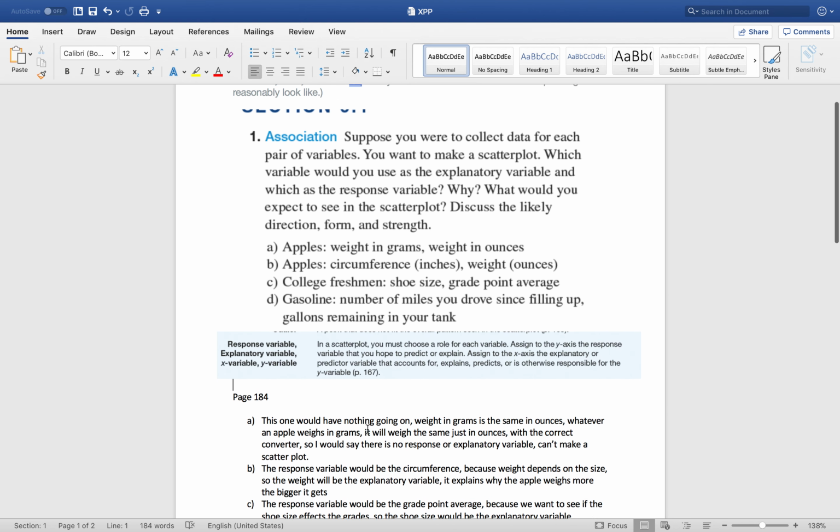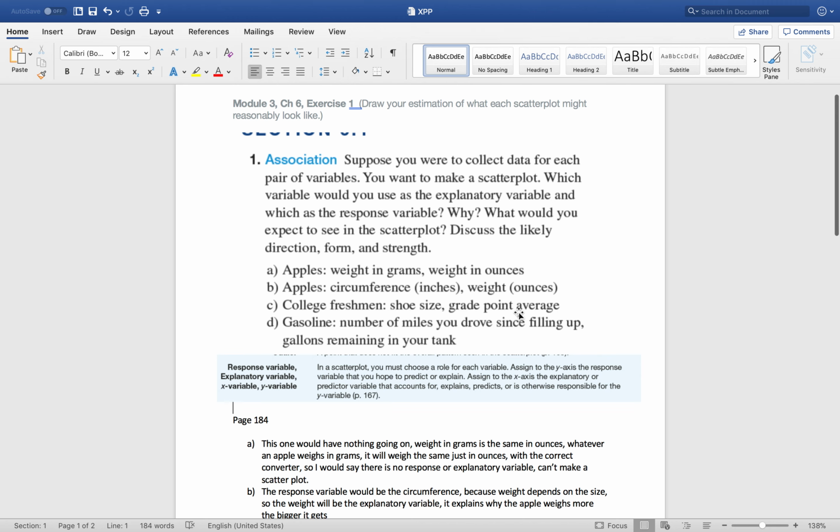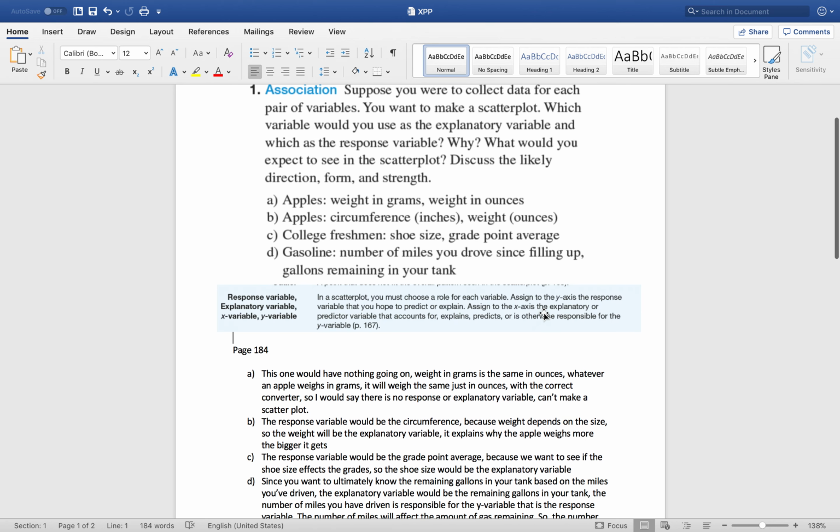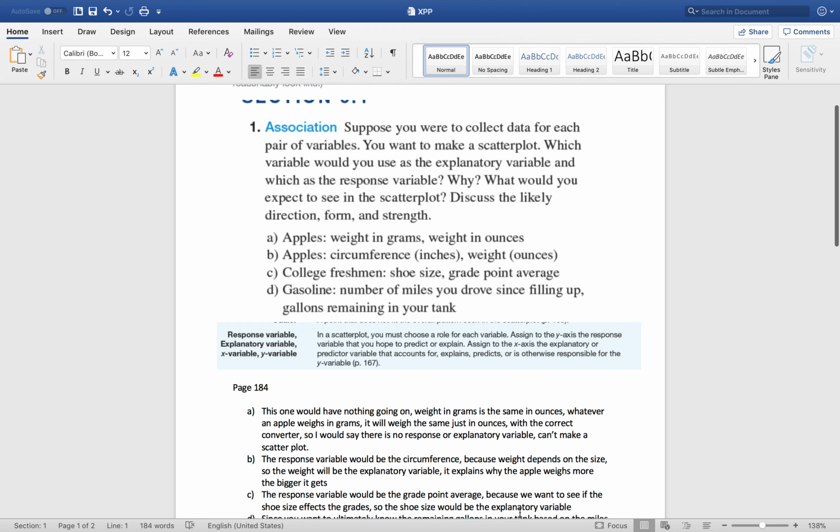Okay, for C, college freshman, shoe size, grade point average. So for C, I said the response variable would be the grade point average because we want to see if the shoe size affects the grades. So the shoe size would be the explanatory variable.